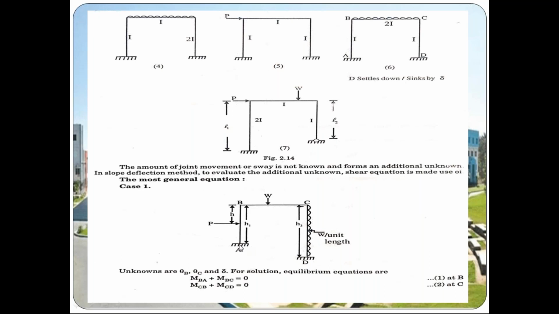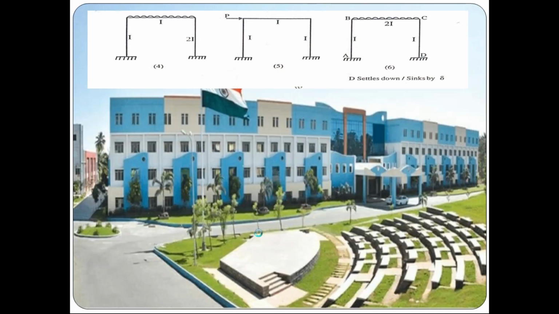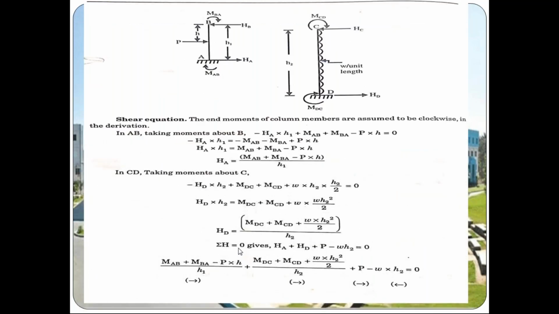Summation H is equal to 0, so HA will come at point A, at point D we have HD, and in the span AB we also have a horizontal force, that is P. And one more horizontal load, a lateral load, UDL, is also there. UDL is acting in the opposite direction. So summation H is equal to 0: HA plus HD. HA and HD are acting towards the right side, so plus HA plus HD plus P. P is another horizontal load in span AB that is also acting towards the right side, so we take it as positive.